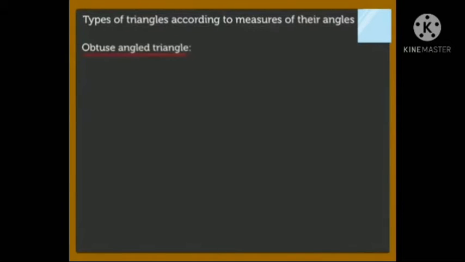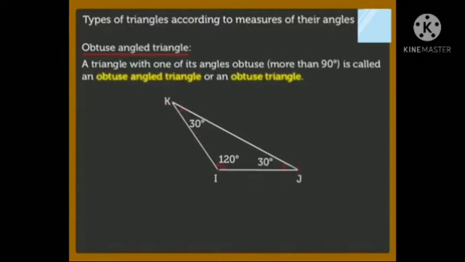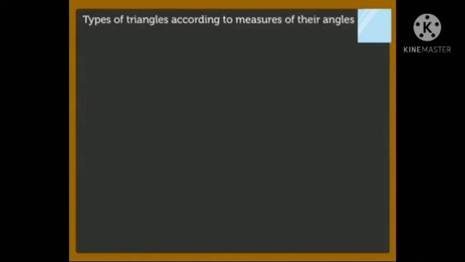Now obtuse angle triangle. A triangle with one of its angles obtuse, more than 90 degrees, is called an obtuse angled triangle or an obtuse triangle. In this you can see one angle is 120 degrees, which is more than 90 degrees, meaning an obtuse angle. So triangle IJK is an obtuse angled triangle.